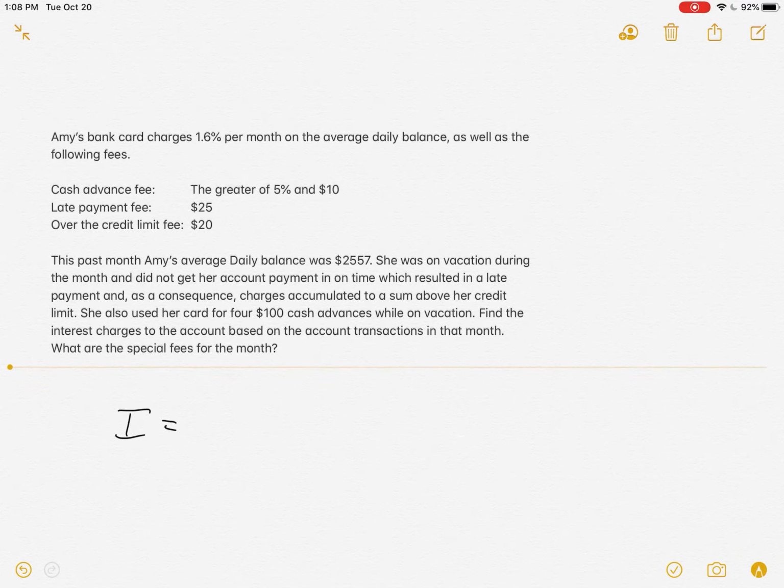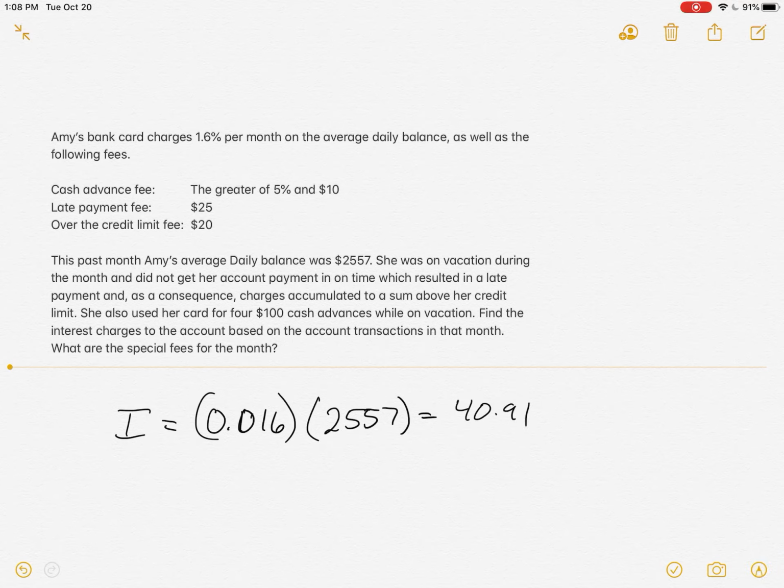If they're asking about interest, it is just the interest rate, right, which is 1.6%, written as 0.016 as a decimal, times the average daily balance. So that first question, it may seem like you have to do a lot, but if they're truly asking for interest, they are just having you multiply the interest rate times the average daily balance, which turns out to be a finance charge of $40.91, right? And so you can see that on your calculator. So the better question is, what are also the additional fees for the month?